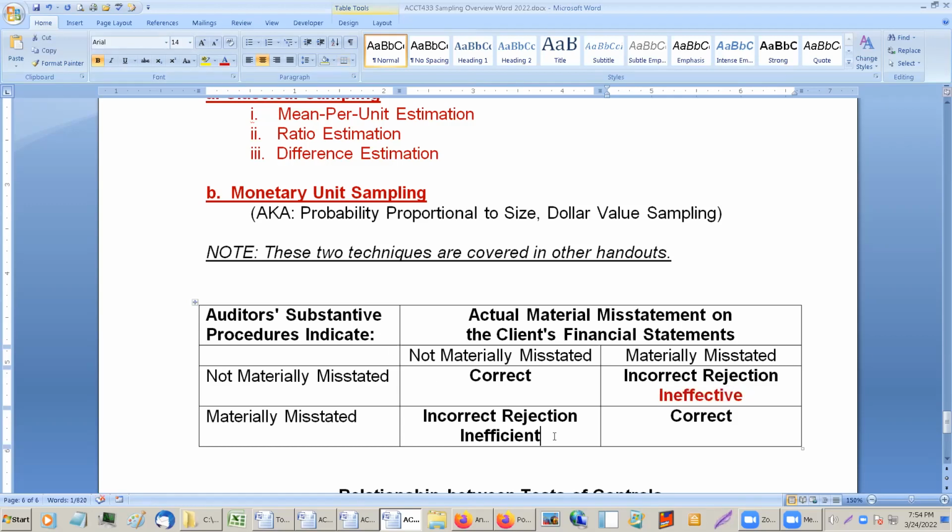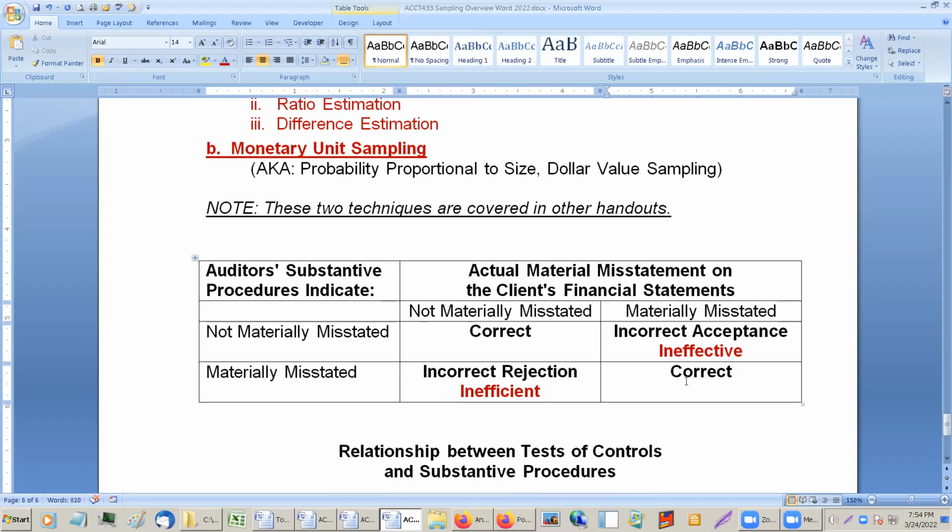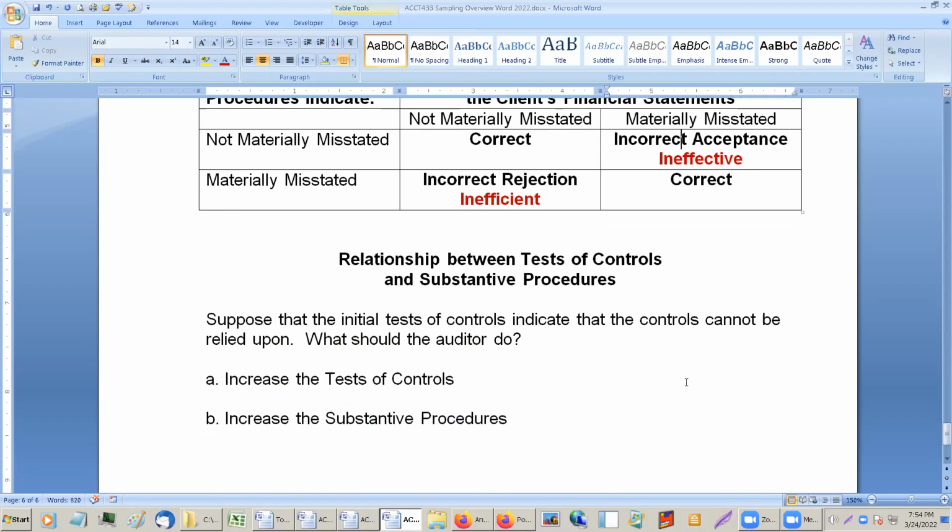And again, the problem is you think something is not materially misstated when it actually is. So the incorrect acceptance: you think they're not materially misstated when actually they are materially misstated. Okay.